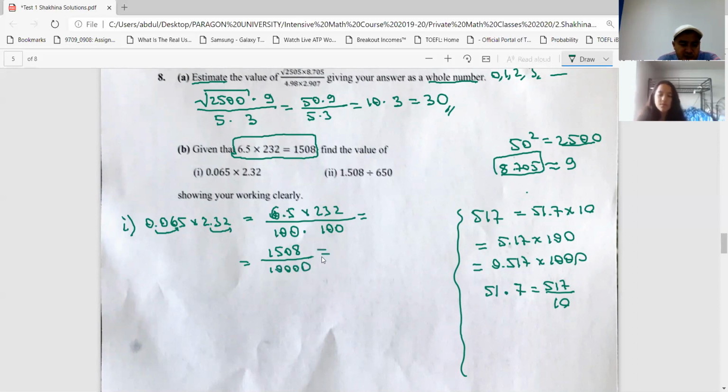So now I can write this as a decimal number. We are dividing by 10,000. Here we have 1, 2, 3, 4 units. I need to put the decimal point here. So the answer is 0.1508.